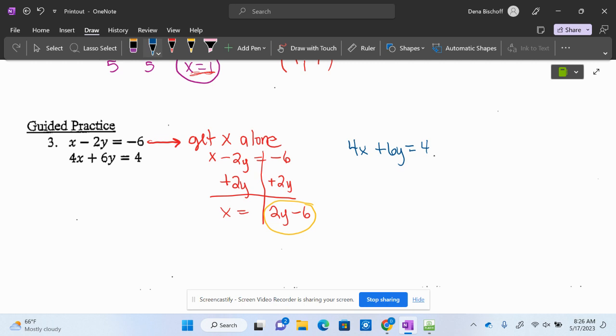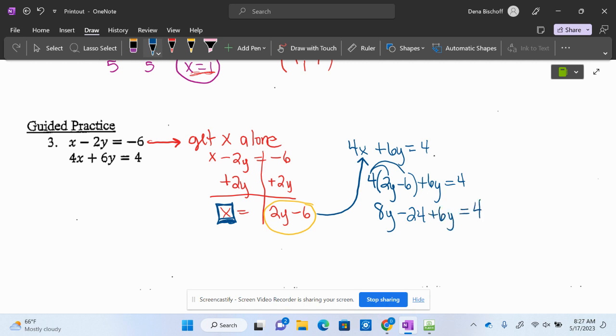I'm plugging that into the next equation, and I'm replacing the what value? The x. I'm taking this and plugging it in for the x. Okay. So 4 times 2y minus 6, that's what x is really, 2y minus 6, plus 6y equals 4. 4 times 2 is 8y. 4 times -6 is -24. Plus 6y equals 4.